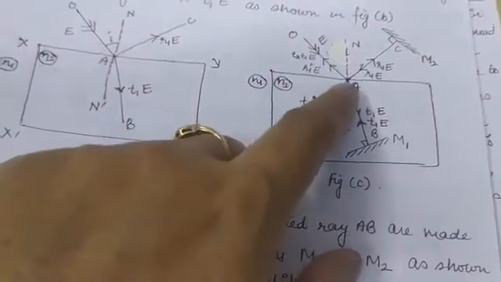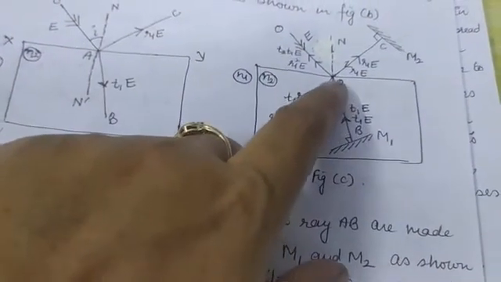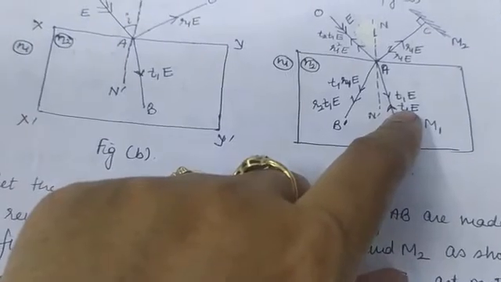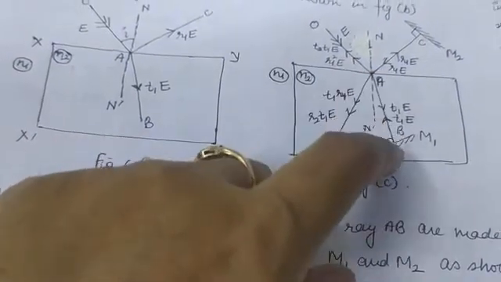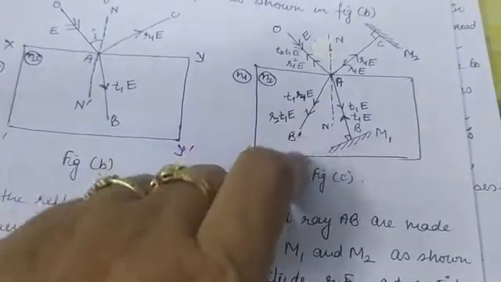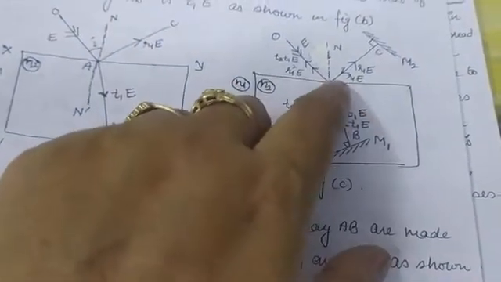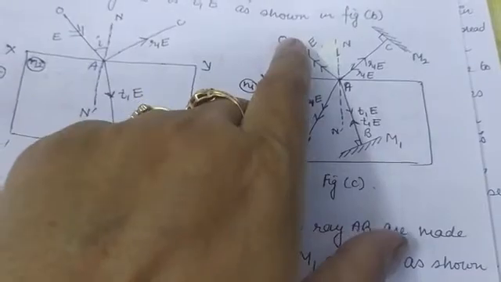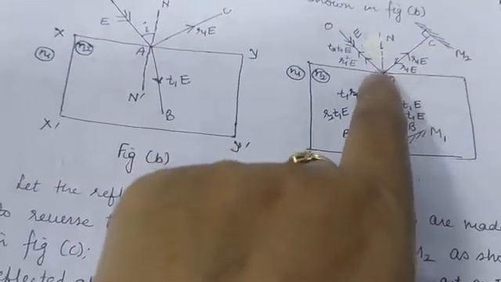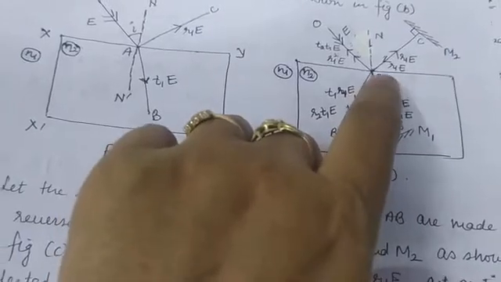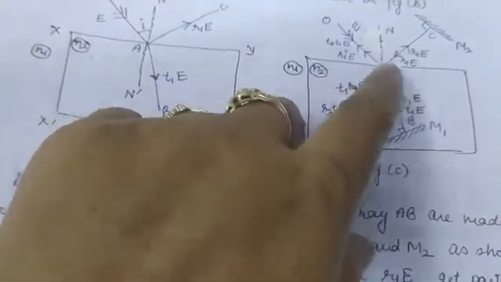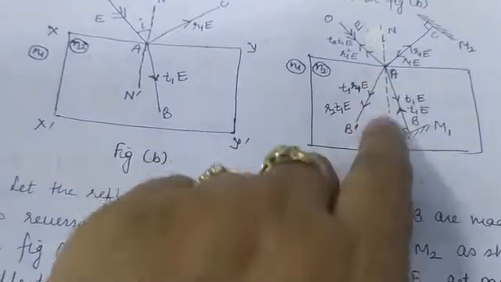Now for the point A, BA is the incident ray whose amplitude is T1 into E. At this point A, this BA ray will be partially reflected into the second medium and partially transmitted out. Alright. Now, similarly, the CA ray is the incident ray at point A. It will be partially reflected along AO and partially transmitted along AB.